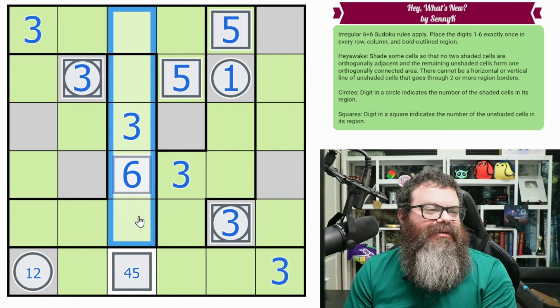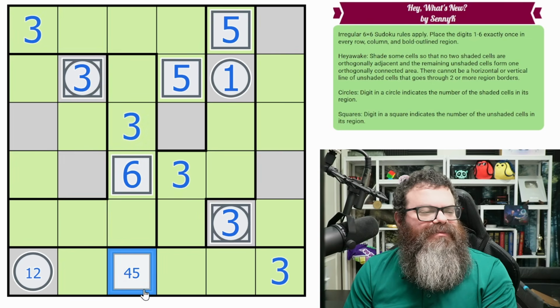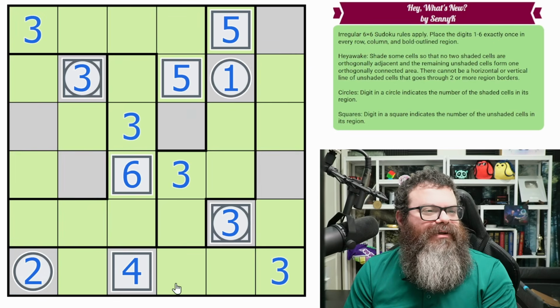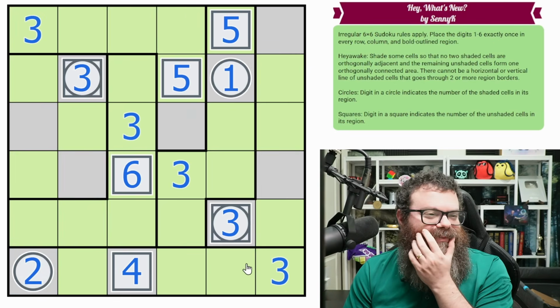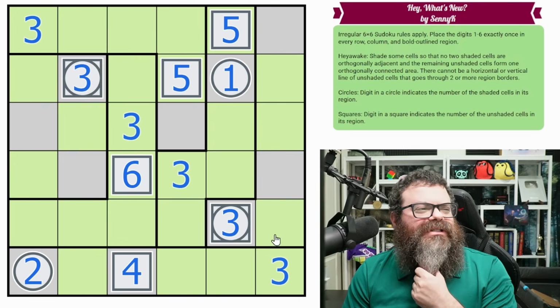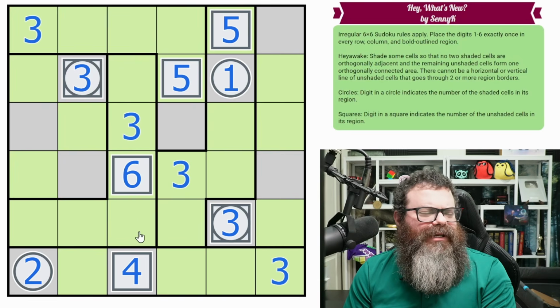And now this whole column already passes through one border. It can't pass through another, so that's shaded. Which does make this a 4 and a 2. Okay. All the circles are filled. All the shading is done. Hopefully it's correct. So it should just be Sudoku from here. Irregular Sudoku. All right, let's do it.